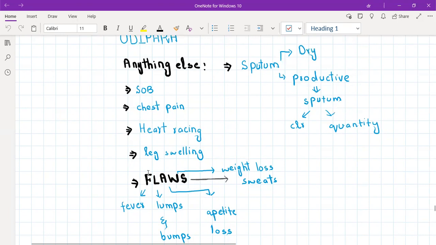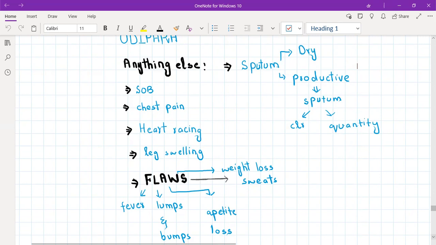Also, you will ask about red flags to rule out lung cancer. So you will ask about fever, appetite loss, weight loss, and night sweats, and lumps and bumps in the body. These red flags will rule out lung cancer, and if the patient has fever and chest pain, shortness of breath, and cough, then you should also think of pneumonia as well.